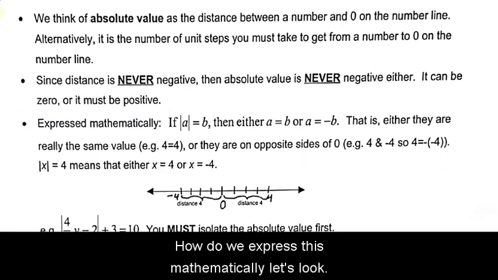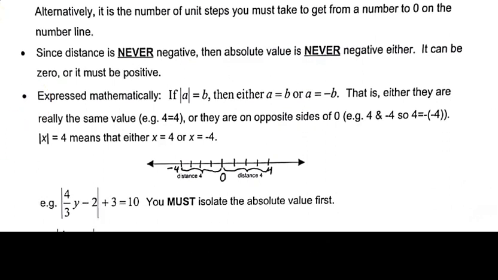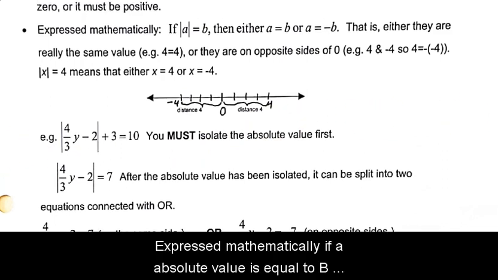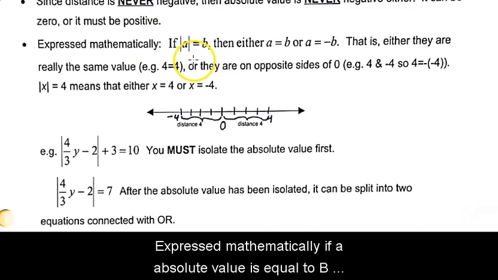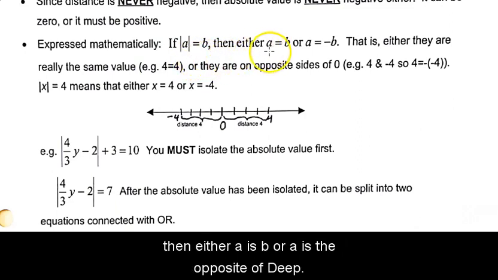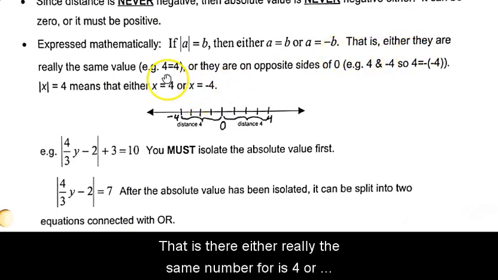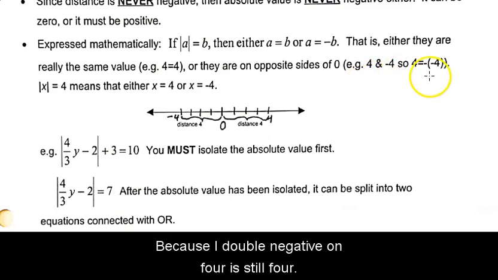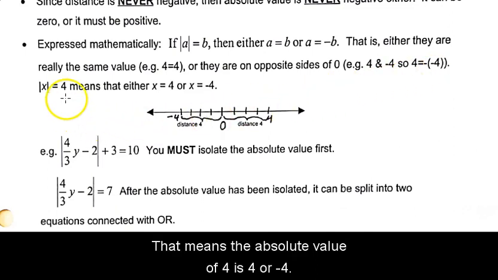How do we express this mathematically? Let's look. Expressed mathematically, if the absolute value of A is equal to B, then either A is B or A is the opposite of B. That is, they're either really the same number, 4 is 4, or they're the same distance but on opposite sides of 0, 4 and -4, because a double negative on 4 is still 4. That means the absolute value of 4 is 4 or -4.